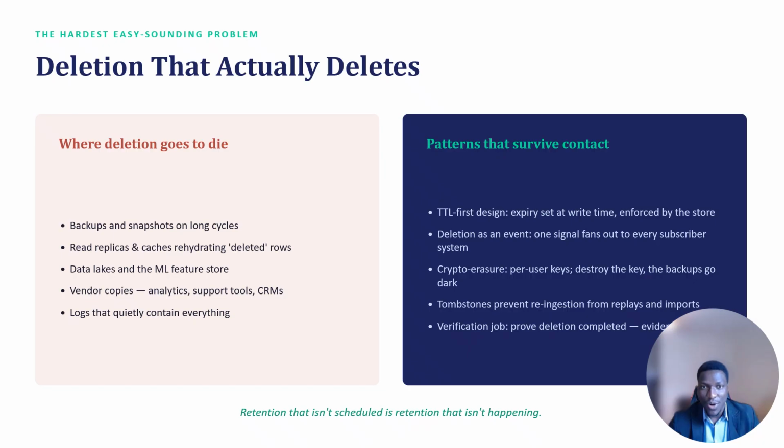The right column, on the other side, is what survives contact with production. A TTL-first design, expiry decided at write time and enforced by the store itself. Deletion as an event that fans out to every subscriber. Crypto erasure, per-user encryption keys: destroy the key and the backups go dark. The practical answer to the backup problem.